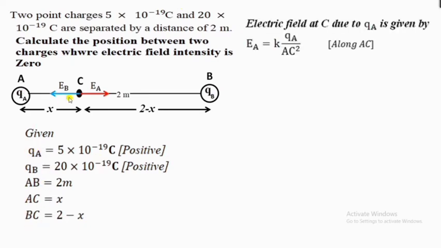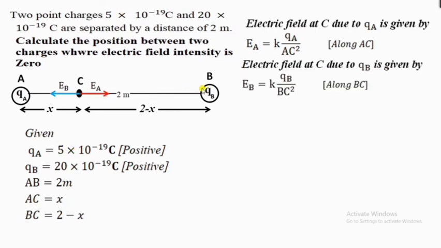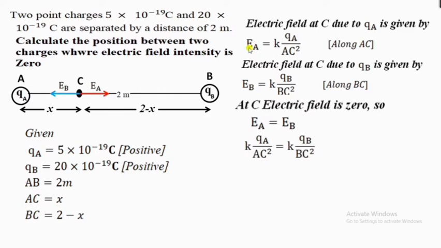So electric field at this point due to QA will be given by K QA by distance square. Similarly, electric field at this point due to QB will be given by EB, that is K QB by BC square, and the direction, this is along A to C and this is along B to C, that is towards the left. Now I can use the expression of EA and EB to write this.